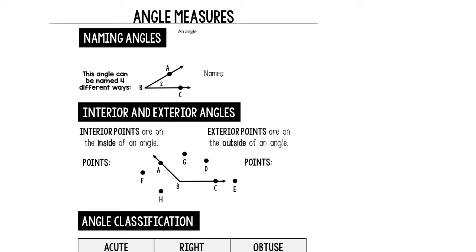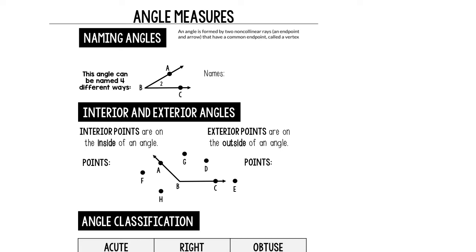An angle is formed by two non-collinear rays, which consist of an endpoint and an arrow, that have a common endpoint called a vertex. Let's put that all in one spot. So again, an angle is formed by two non-collinear rays, an endpoint and an arrow, that have a common endpoint called a vertex.